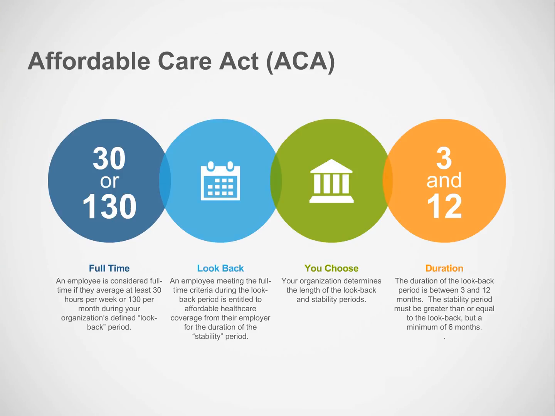For example, let's say you have a measurement period of 3 months. During the 3 months, you will be determining which of your employees are averaging 30 hours per week or 130 hours per month. Once you establish which employees fall within those qualifications, you will be required to provide them with coverage or face a penalty.